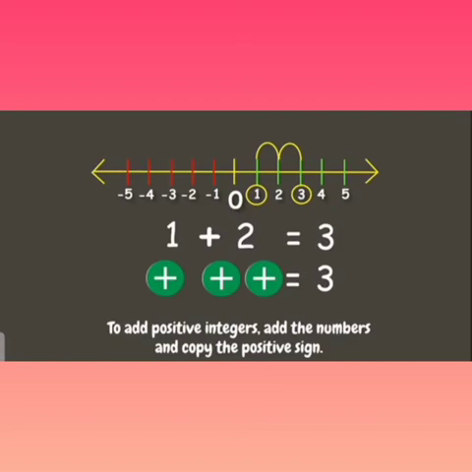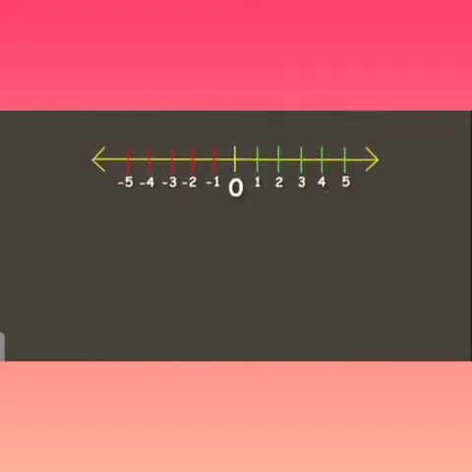Now let's go and have another one. Let us try to solve 2 plus 3. Our first integer here is positive 2. And let us add positive 3. Since it is positive, we are going to move 3 units or 3 times to the right in our number line. 1, 2, 3. And that gives us positive 5.